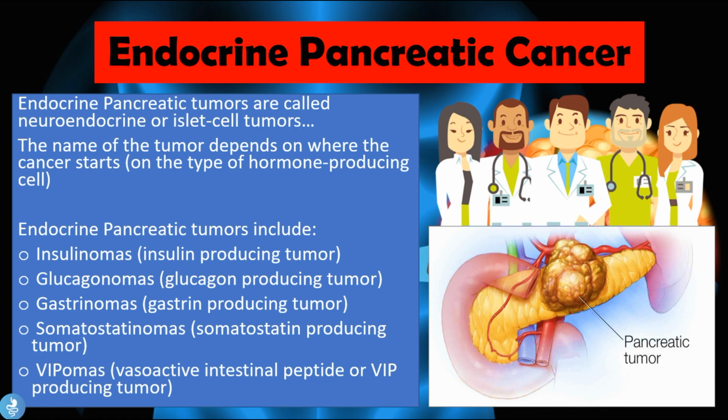Endocrine pancreatic cancers. So the endocrine pancreatic tumors are also called neuroendocrine or islet cell tumors. And the name of the tumor depends on where the cancer starts, meaning on the type of hormone-producing cell. So endocrine pancreatic tumors include insulinomas, which are insulin-producing tumors, glucagonomas, which are glucagon-producing tumors, gastrinomas, which are gastrin-producing tumors, somatostatinomas, which are somatostatin-producing tumors, and VIPomas, which are vasoactive intestinal peptide, or VIP-producing tumors.